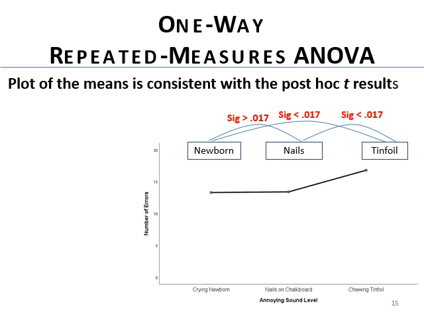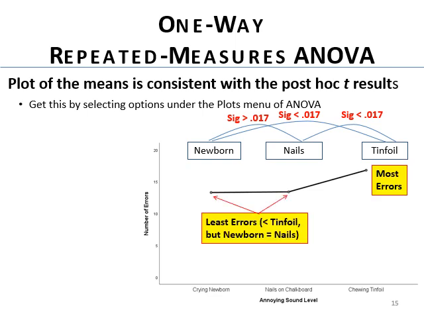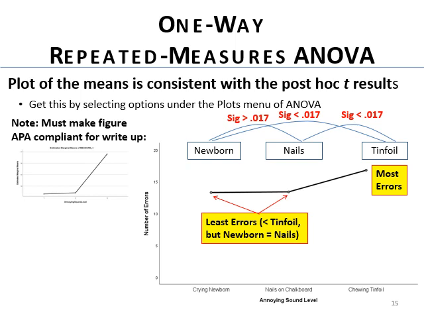That was the results. And so looking at the means, if you're visual like me, you can see crying newborn and nails were basically flat. Chewing tinfoil was elevated relative to both of them. And so most errors were made when they were chewing tinfoil. They had equal numbers of errors, but less than chewing tinfoil for newborn and nails, right? So those 2 groups are equal numbers of errors, but they were both less than tinfoil. So tinfoil, they made the most errors. That is the most annoying sound. It wins.